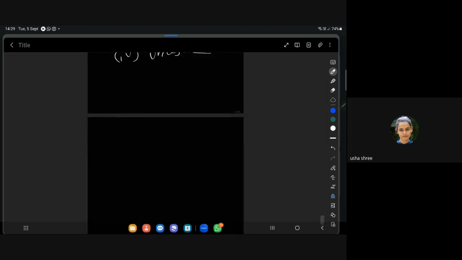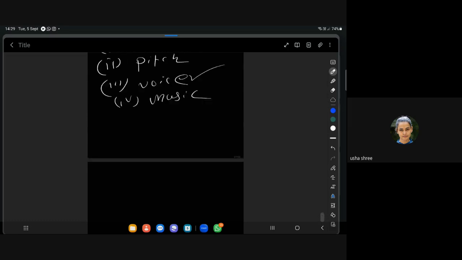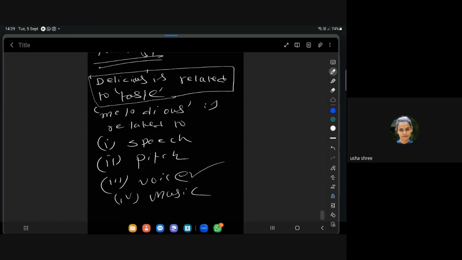Another thing. Now sometimes they will give you some synonyms or antonyms. Is it not music, bhaiya? Not music. Actually, melodious is always related to voice. Okay. Melodious is always related to voice.